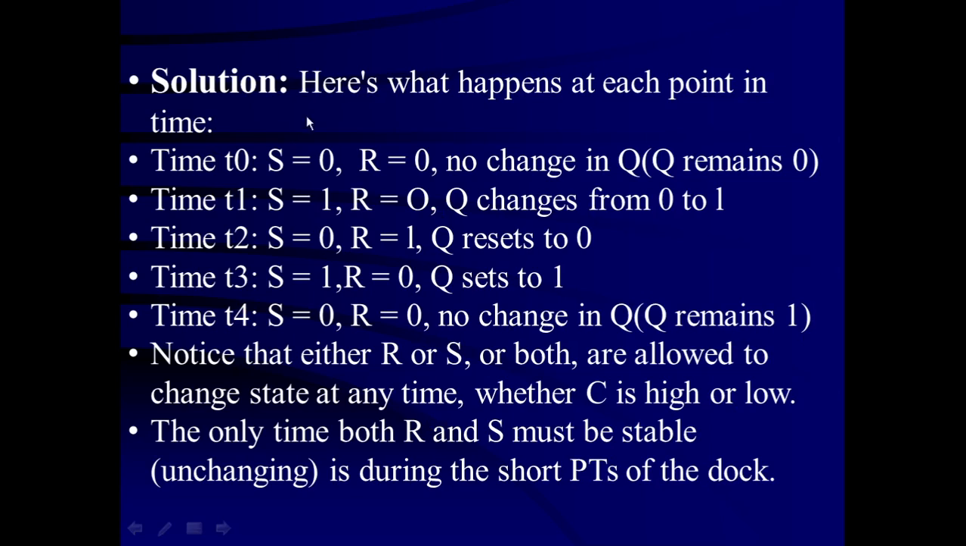In the solution, you can see that I have written the same thing here: what happens at each point in time. At time T0, S is equal to 0, R is equal to 0, no change in Q, Q remains 0. At time T1, S is equal to 1, R is equal to 0, that is the set condition, Q changes from 0 to 1. At time T2, S is equal to 0, R is equal to 1, Q resets, that means Q changes from 1 to 0. At time T3, S is equal to 1, R is equal to 0, again the flip-flop is set, Q sets to the value of 1.